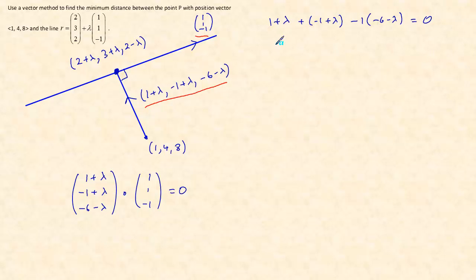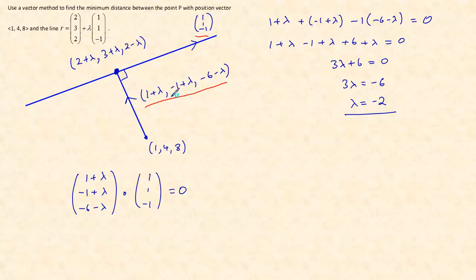is equal to 0. So that's 1 + λ, take away 1 + λ, add 6, add λ is equal to 0. So over here we've got 3 λs and 6. So 3λ = -6, λ = -2.